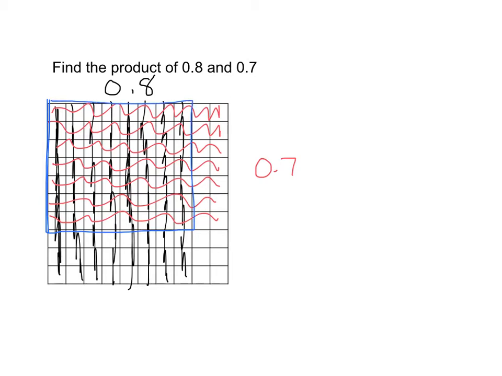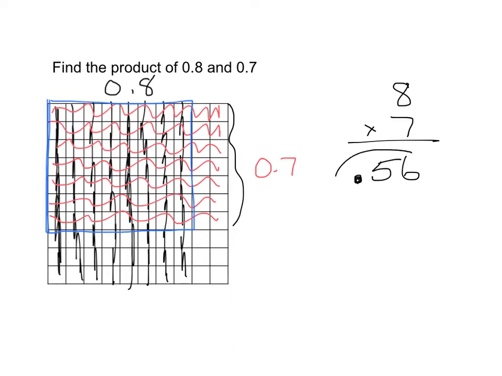So we could go through and count all of our squares, or we can think of it this way. Across the top here, we had 8/10, which was basically 8 squares. Along the side here, we colored 7 squares. 8 times 7 would be 56. But since each one of these squares represents 1/100th, there's actually 56 hundredths. So our final answer would be 56 hundredths.